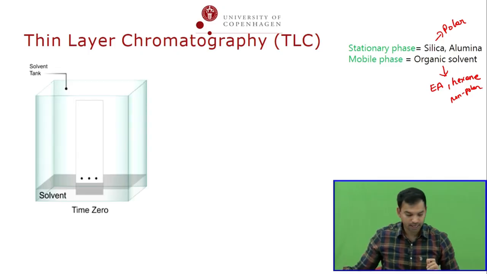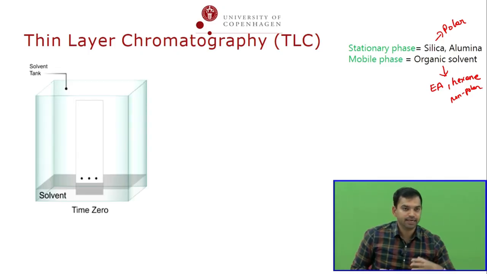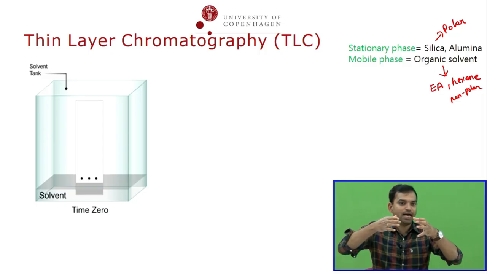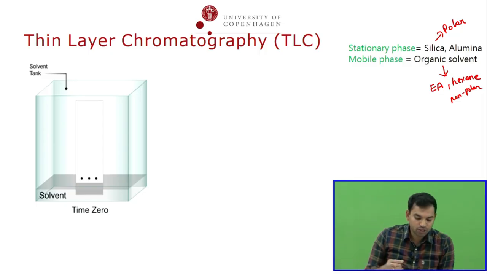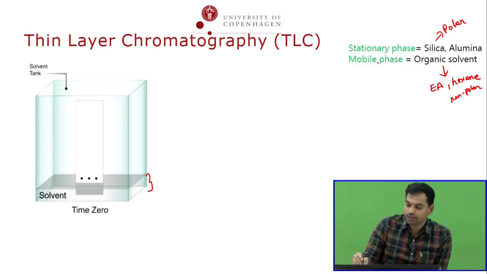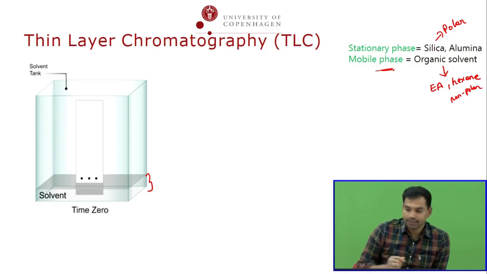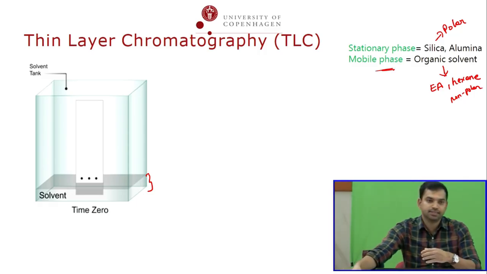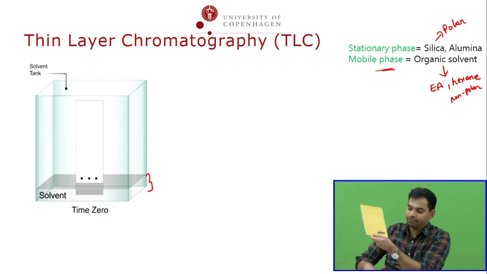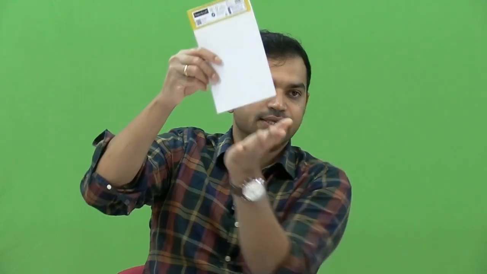Now, what they do here is take a chamber, basically a glass jar, and put in the solvent that you want, the mobile phase. Then they take the thin layer paper and make a mark here like this. And we place 1 drop of your sample here, and then it is put inside the chamber like this. You should not touch the drop.